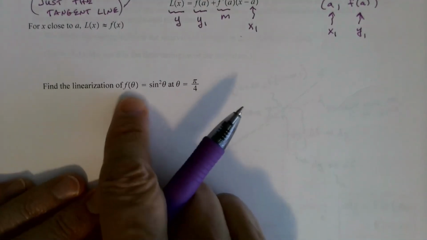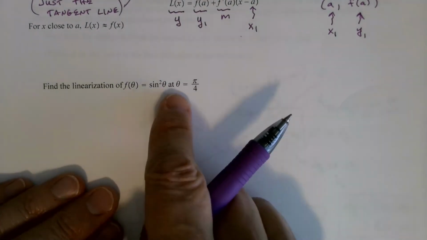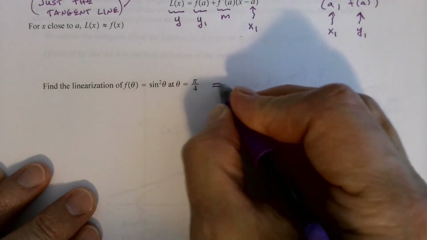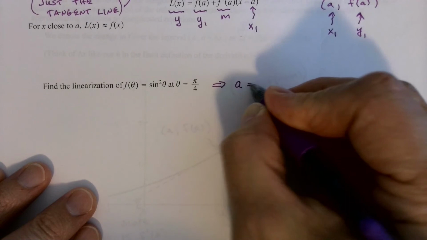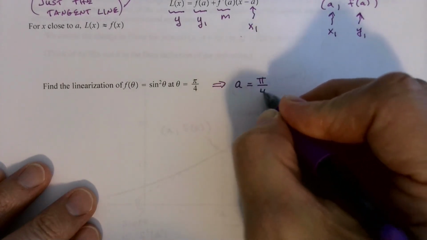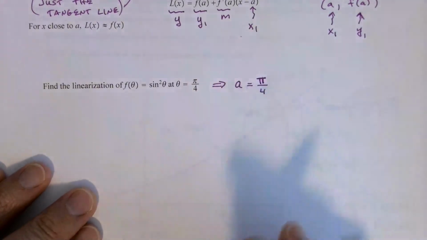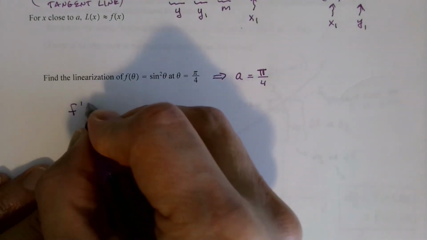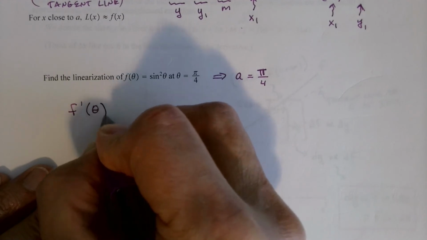So find the linearization of f of theta equals sine squared theta at theta equal pi over 4. Okay, so at theta equal pi over 4, notice the value of a we're talking about here is pi over 4. We're doing it at that value of the independent variable. I also need to find the derivative, right? What is f prime of theta?